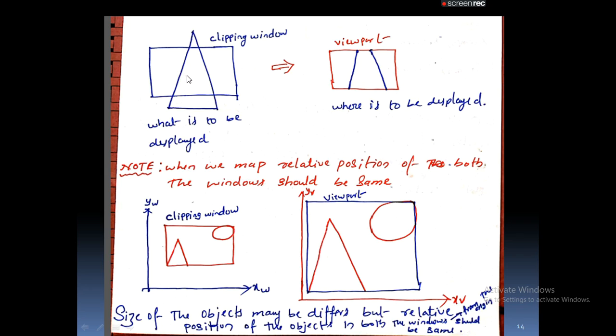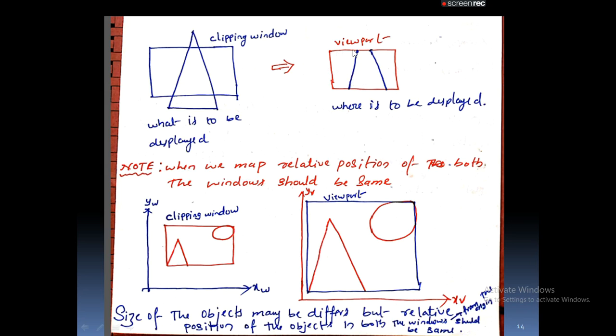Now, when you map the clipping window to the viewport, whatever part of the object you decided to view on the screen of the monitor, that part of the object is clipped out. As you can see in the viewport, it contains only the content of the object that exists inside the clipping window.